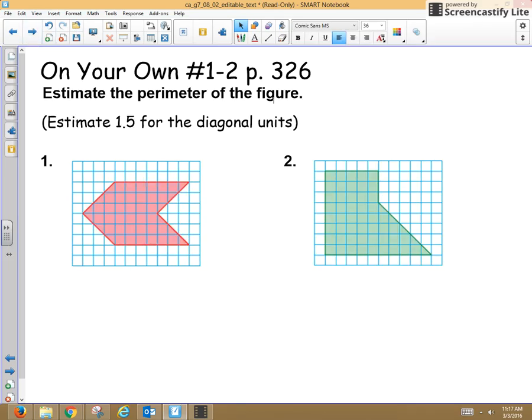I would like you to try on your own numbers 1 and 2 on page 326. Estimate the perimeter of each figure, and don't forget to use the estimate of 1.5 for the diagonal units. Follow what I did in example 1 to help you with numbers 1 and 2 on your own.